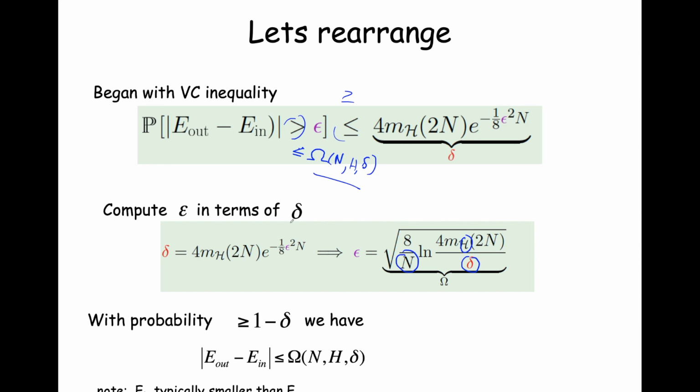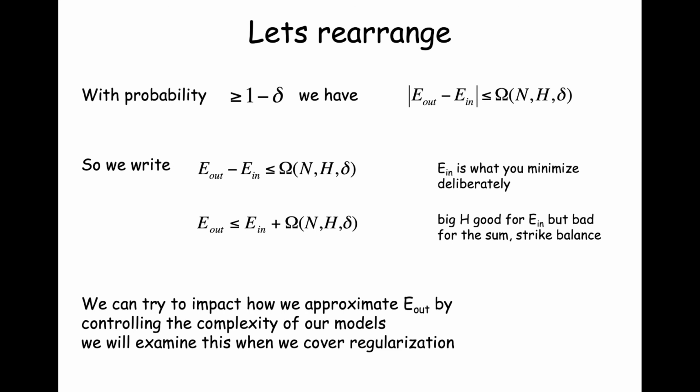Okay. So now we can say that with probability of at least 1 minus delta, the difference between Eout and Ein is at most this omega, this complexity term, indexed by the data set size, the hypothesis set, and this delta, the VC bound. And so Ein is typically, in practice, smaller than out-of-sample error. And so we can rewrite Eout minus Ein, just drop the absolute value, as at most our complexity term, omega of n, H, and delta. And Ein is what you minimize deliberately because we have control over that.